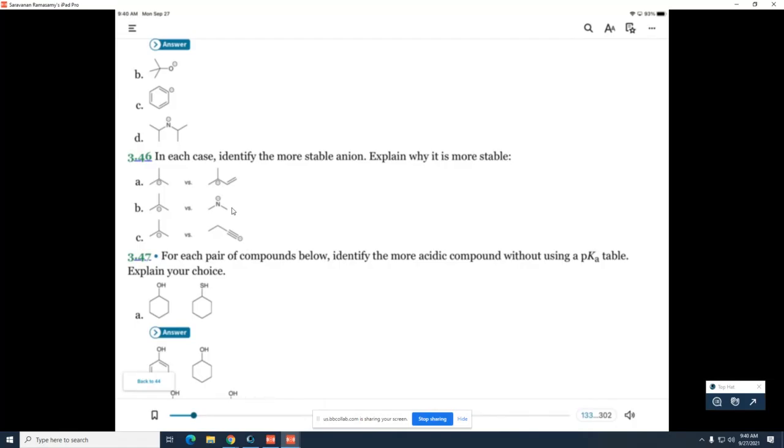Still one on the right because of the orbital factor. An sp orbital holds the negative charge better than an sp3 orbital. Right, so good. 3.47.